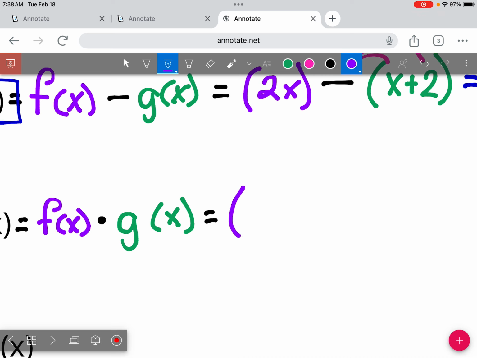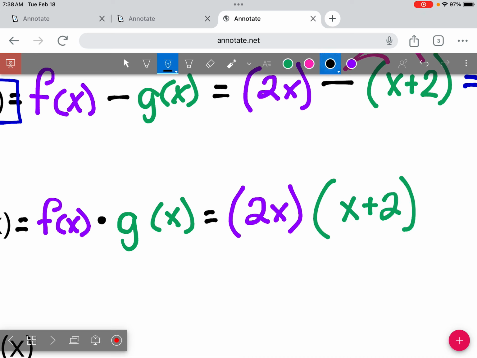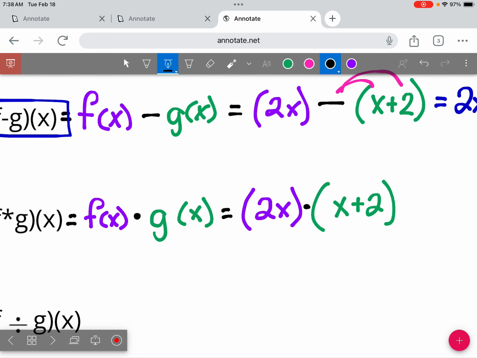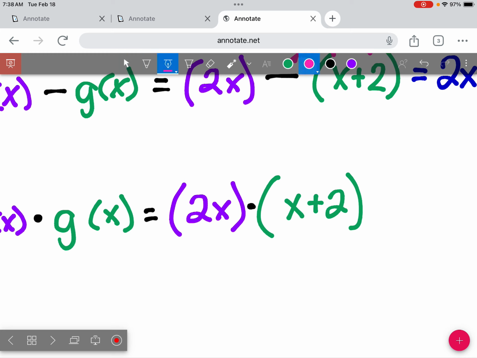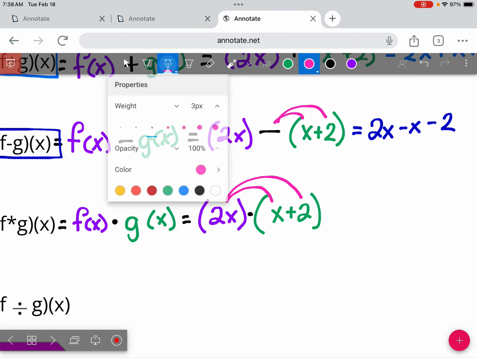So again, this is where our parentheses come in really important because now we have our 2x times the entirety of our x plus 2. And when we're multiplying these two pieces together, what does that mean I need to do with my 2x? How do we multiply those together? This is a distributing kind of problem. So my 2x, we're going to have times our x. And my 2x, we're going to need to do times the 2. So we need to distribute this.